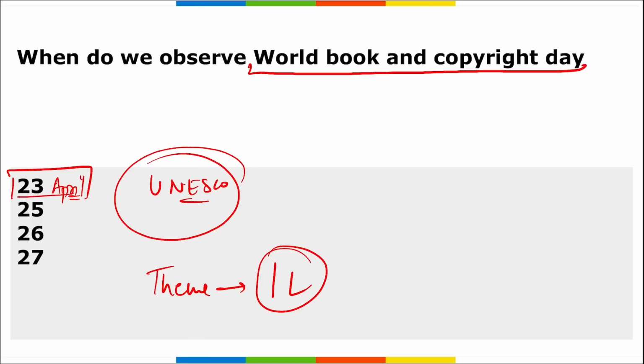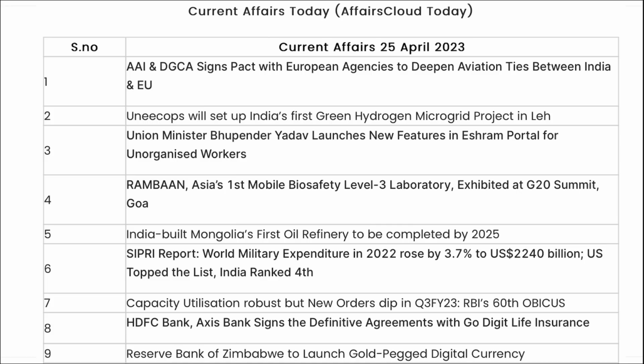Correct? So it is 23rd of April, and also remember UNESCO chose 23rd of April as the date for World Book Day because it coincides with the death anniversary of William Shakespeare, Miguel de Cervantes and Inca Garcilaso. So World Book and Copyright Day is observed on 23rd of April.